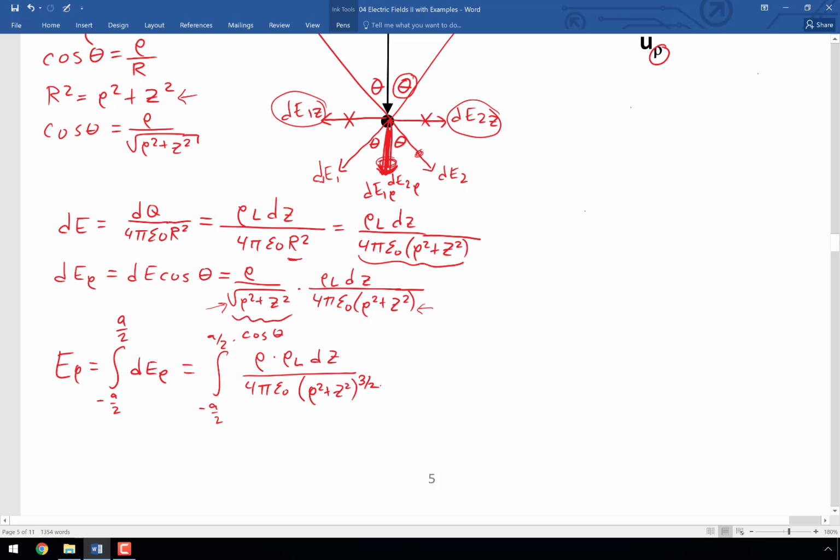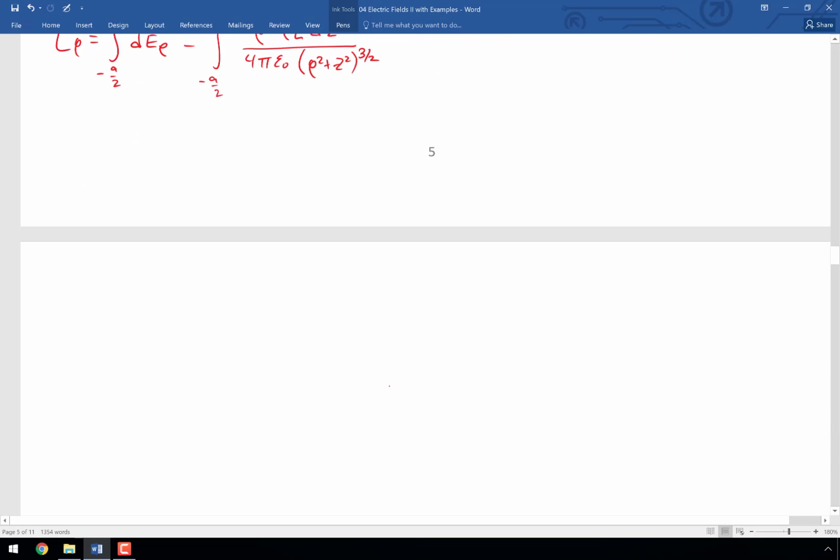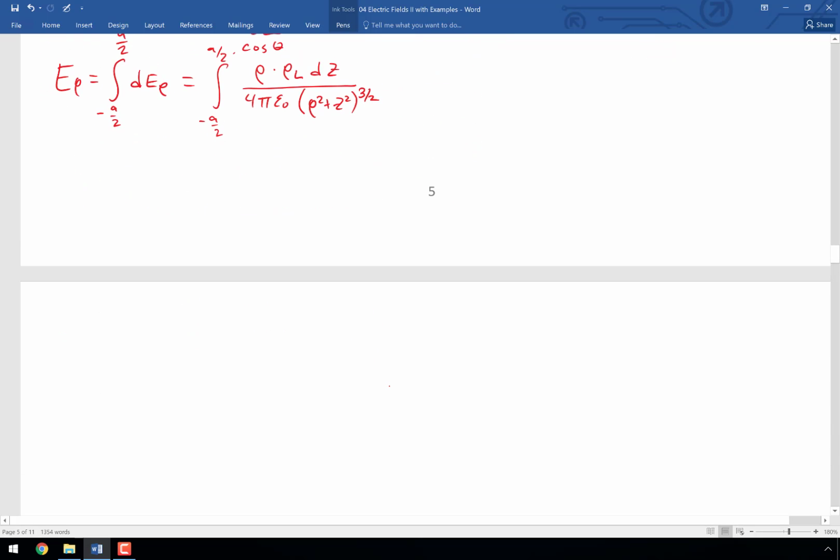Okay, I'll go ahead and go to the next page so that we've got enough room. I'll try to leave that there so we can see it. So e sub rho, I'm going to pull out a few constants here. Rho sub L is a constant, and rho is a constant. Remember that that's the distance away from the wire that we are. We've got the 4 pi epsilon 0. Those are constants. All constants can come out in front of the integrals.